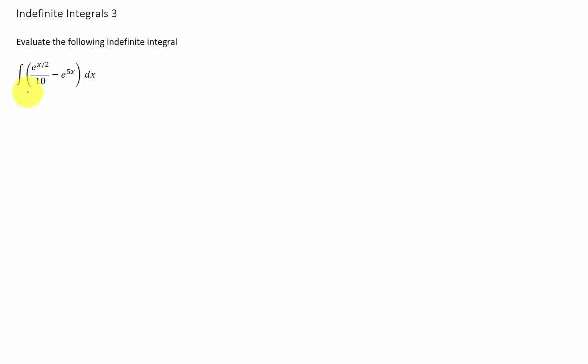We have another definite integral, and I think it often makes sense to rewrite this 10 in the denominator as a 1/10. I think to a lot of students that looks better. Now, we still have not formalized our process of integration here. We're going to do that very soon when we start talking about substitutions.